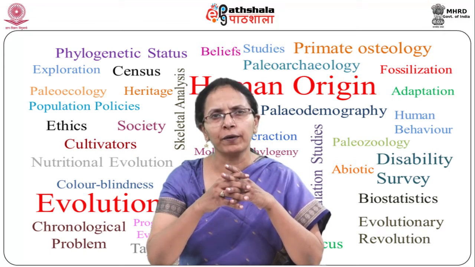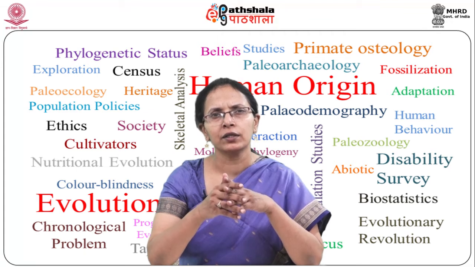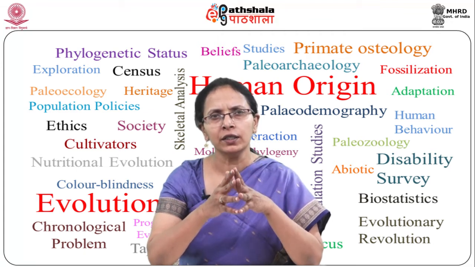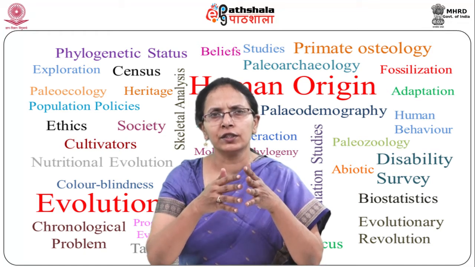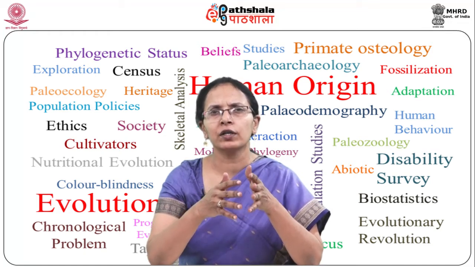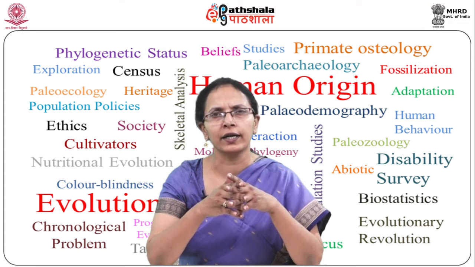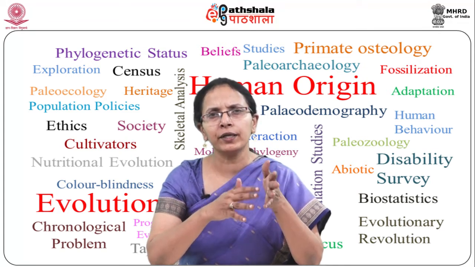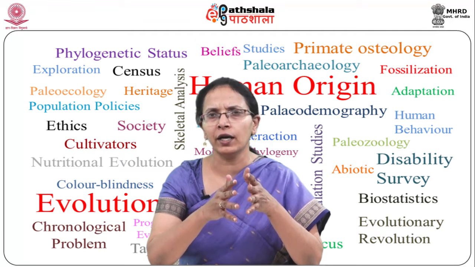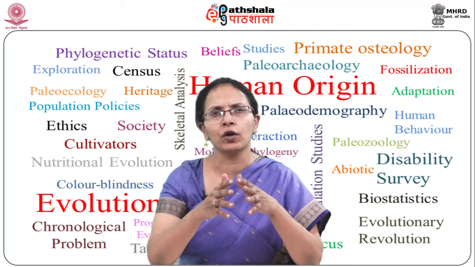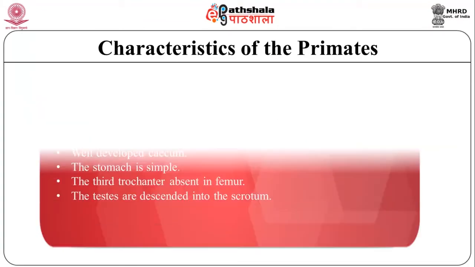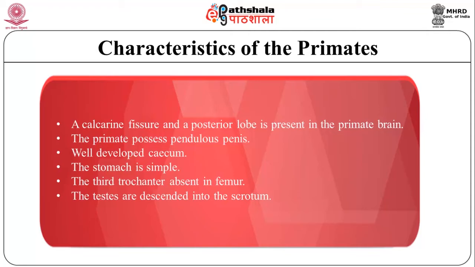The teeth are adapted for mixed food, vegetarian and animal. 3 kinds of teeth are present in the primate at least at one time of its life. The teeth are differentiated into incisor, canine and molar to serve different functions of cutting, holding and grinding, etc. In the primates, the mammae are 2 in number and they are pectoral in position. The nursing habit of the mother determines the position of the mammary glands. The development of the brain of the primates shows wide variation, but a calcarine fissure and a posterior lobe is always present in the primate brain.